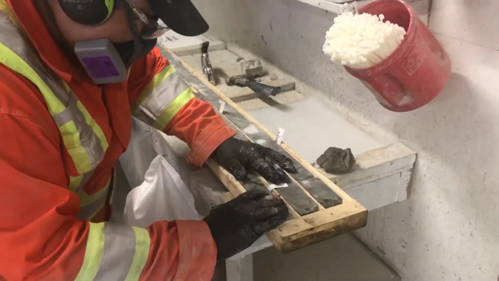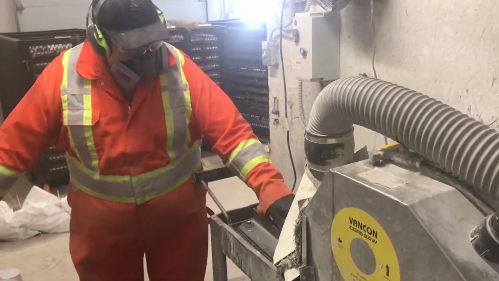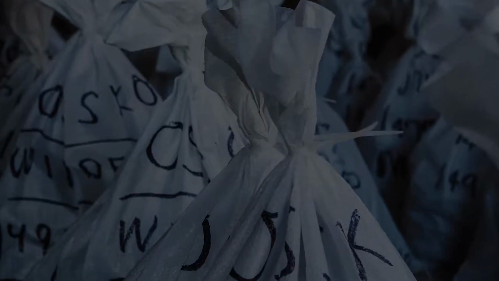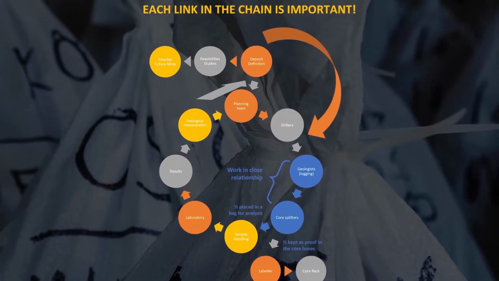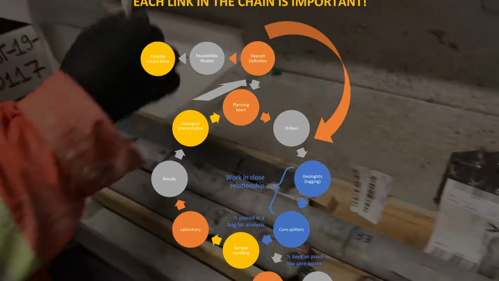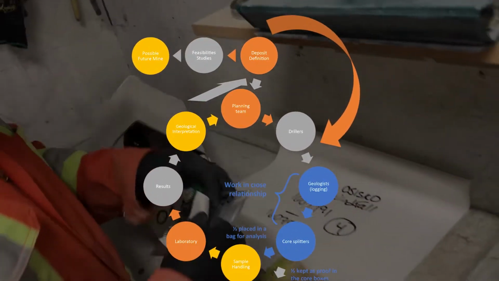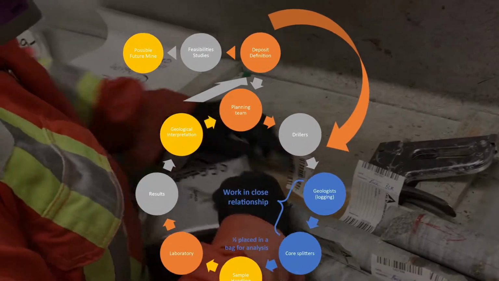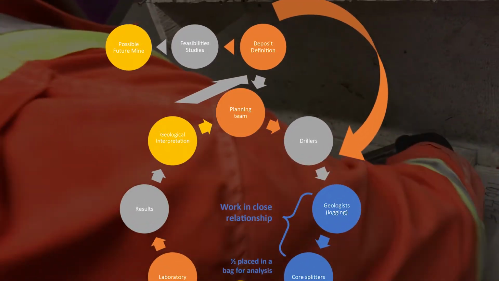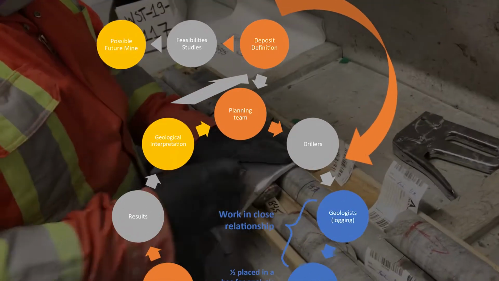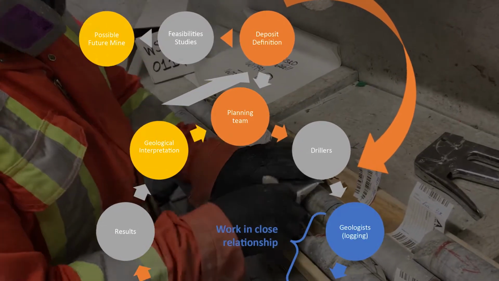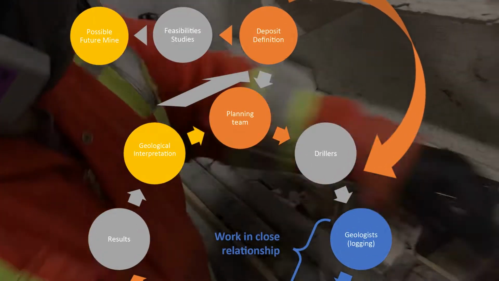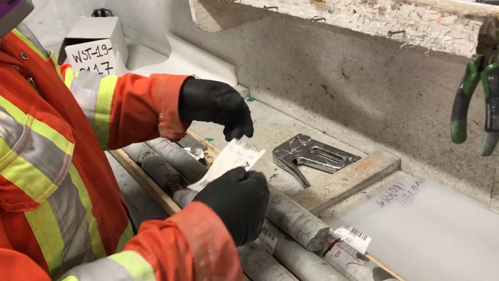All the rock samples are handled with care and sent to the laboratory for analysis. The laboratory analyzes the rock samples and returns the results to the geologist. Geologists use data and analysis results to make a geological interpretation. This is used to plan the next drill holes. The geological model is also used to define the deposit and has an influence on the feasibility study. This study determines whether the project can become a mine or not.